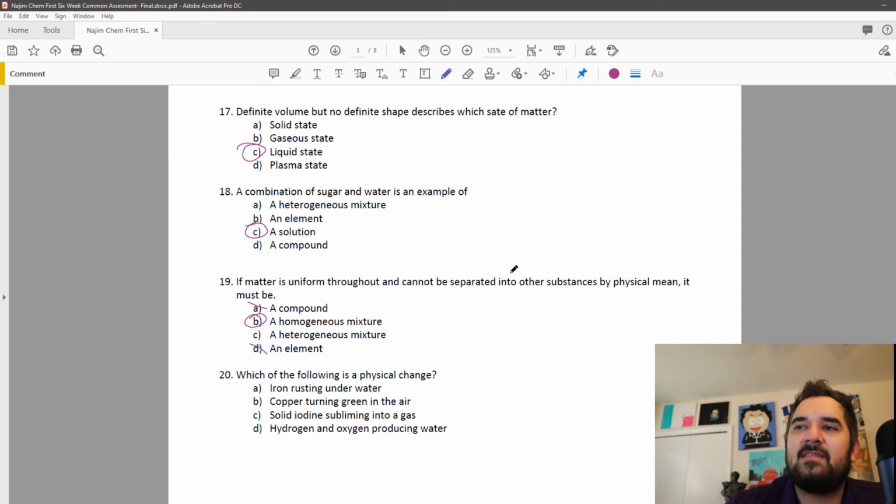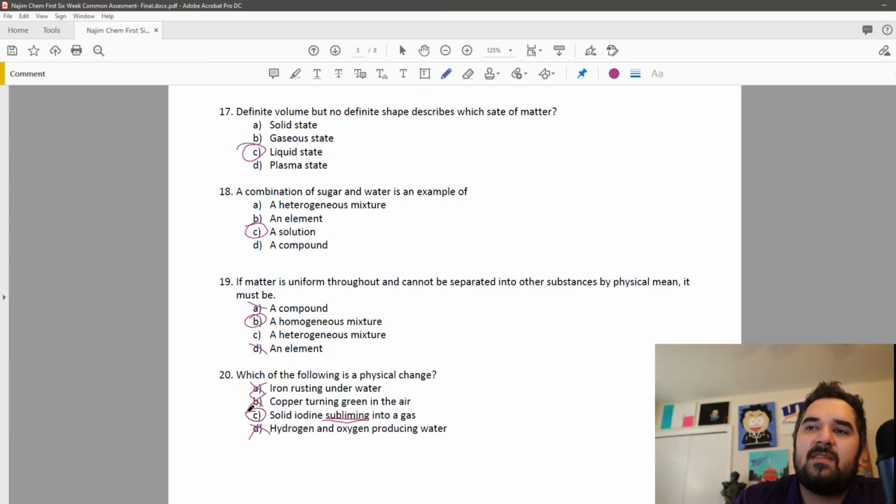Which of the following is a physical change? So here we're looking for not a chemical change. Iron rusting underwater, we know that's a chemical change. Copper turning green in air, that's copper reacting with oxygen. So that is a reaction, which is a chemical change. Hydrogen and oxygen producing water, so that's a combination of two things creating something else. That's a chemical reaction. The only one here that's physical is going to be the one subliming.